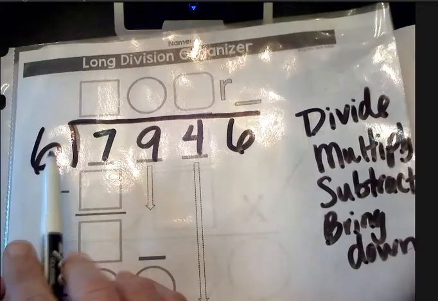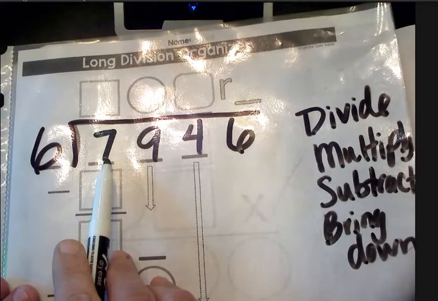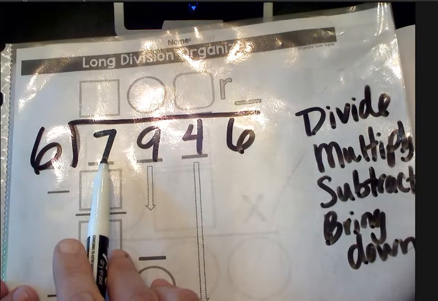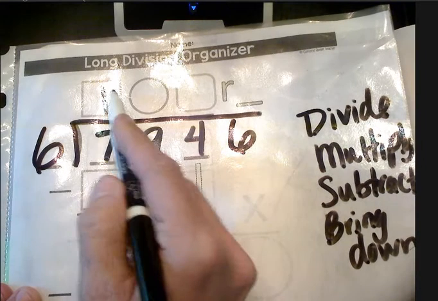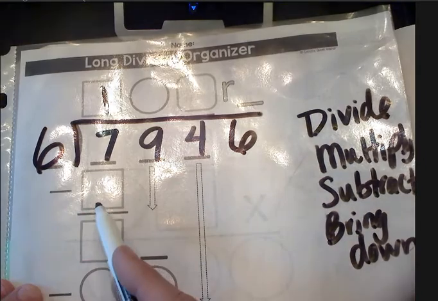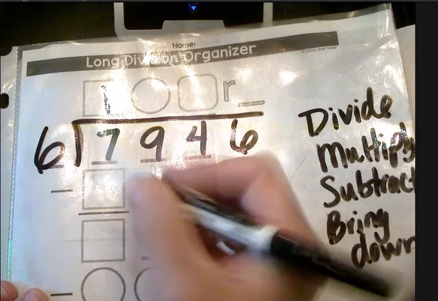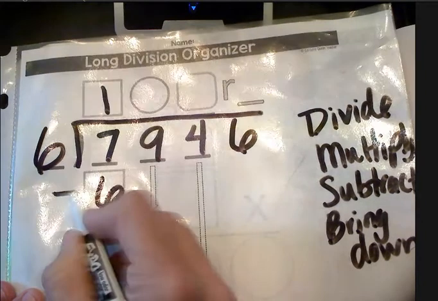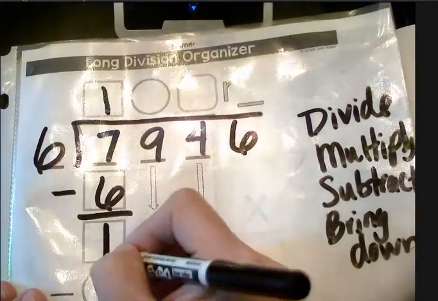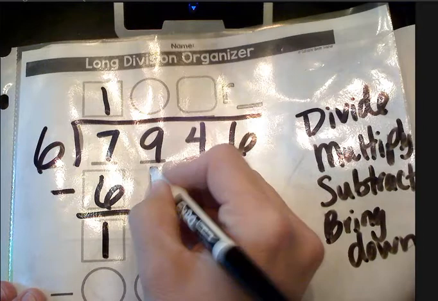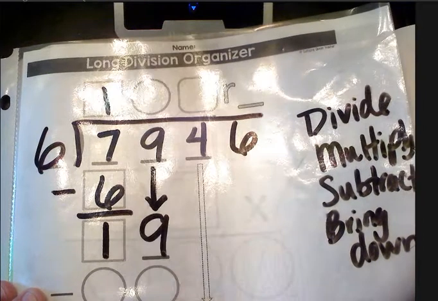How many times does 6 go into 7, excuse me? It's 1 time. Now because I'm writing it above the 7 in the box, my multiplication goes below the 7 in the box. 1 times 6 is 6. My next step is to subtract. 7 minus 6 is 1. Now I'm at bring down. So I bring down this 9 and write it on that line.